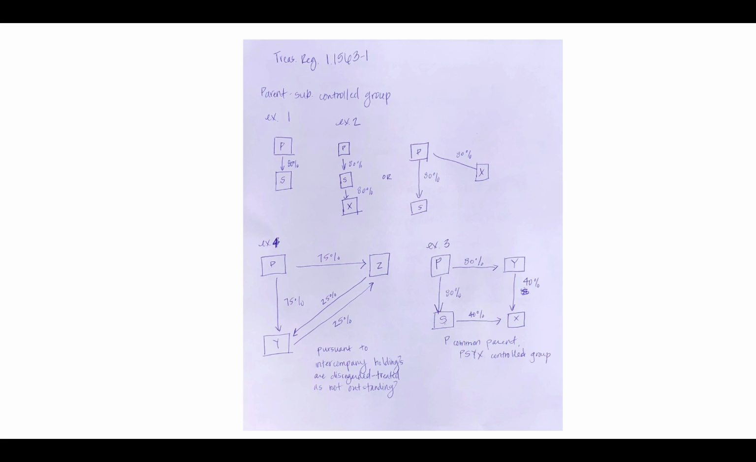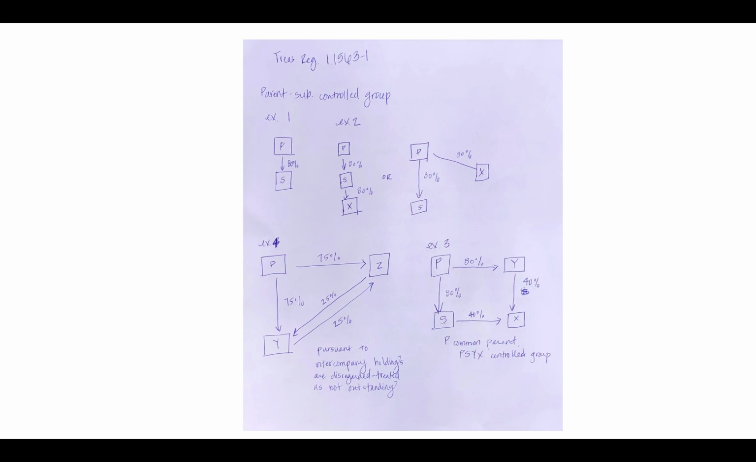I got these examples switched. I misnumbered them. So let's talk about example 3, which is on the bottom right of your screen, first. In example 3, we have parent. Parent owns 80% of S and 80% of Y. So clearly we know P, S, and Y are part of a parent-sub control group. But S owns 40% of X and Y owns 40% of X. Because of the shared ownership, they each own 80% of each other directly or through another member of the group. So they are all members of this parent-sub control group: P, S, Y, and X.